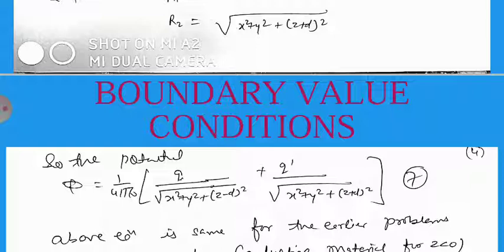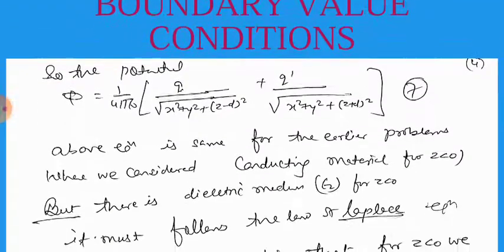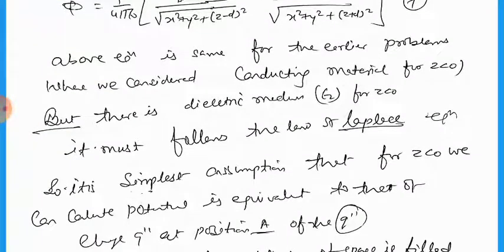Phi equal to 1 by 4 pi epsilon 1, q divided by the root of x square plus y square plus (z minus d) whole square, plus q dash divided by the root of x square plus y square plus (z plus d) whole square. So the above equation is the same as for the earlier problems, as we calculated earlier for the method of images, where we considered conducting materials for z equal to 0, but here there is a dielectric medium epsilon 2 for z less than 0.